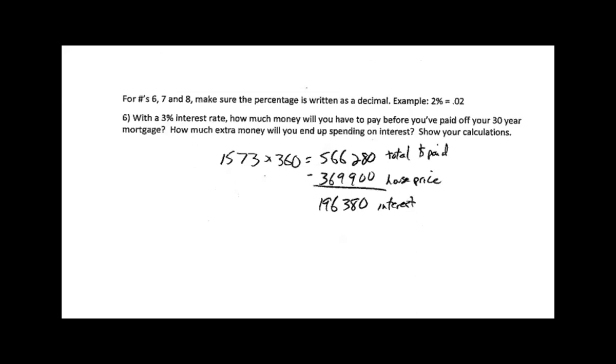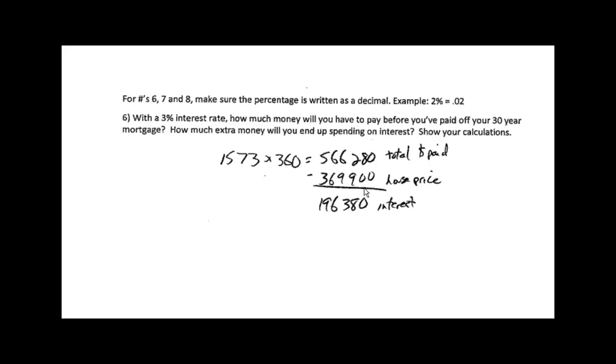Okay, now the next thing here is how much are you actually going to pay for the house? So here, this is straight from our data table: at 3% interest, you would have a $1,573 monthly payment. Now, why are we multiplying by 360? It's because it's a 30-year mortgage. 30 years, 12 months a year, 12 times 30, that's 360 monthly payments. Now, if you multiply out your monthly payment by 360, you're going to notice you pay a lot more than the value of the house. Even with a 3% interest rate, you're paying $566,000, which is almost $200,000 more than the price of the house.